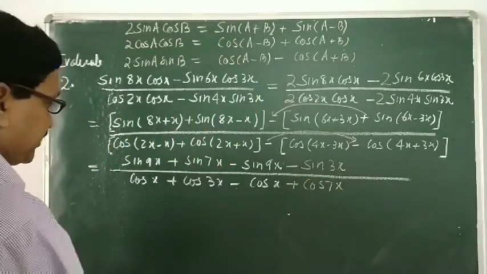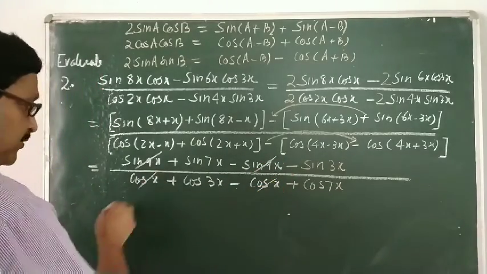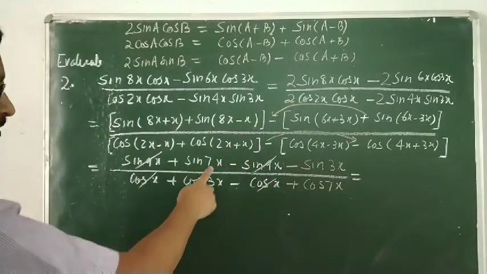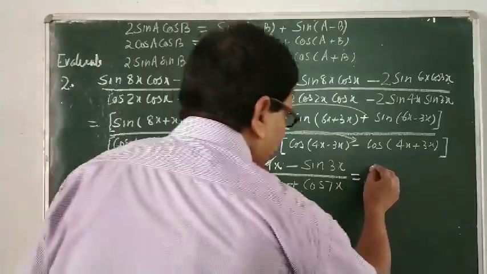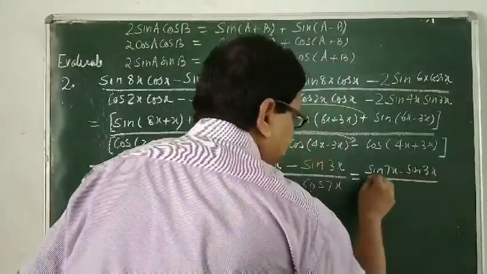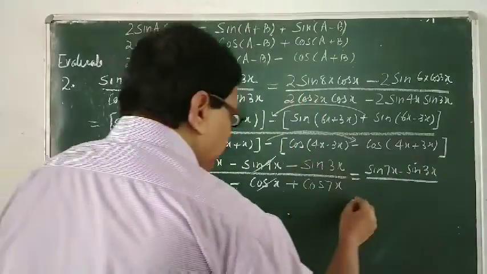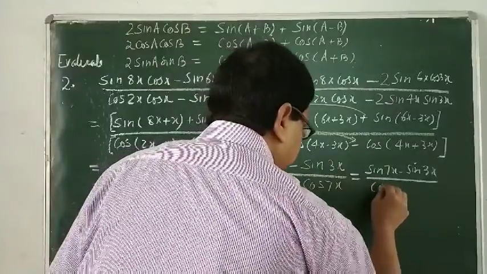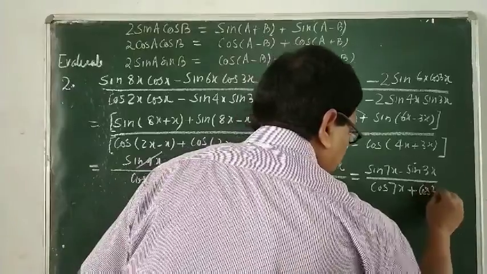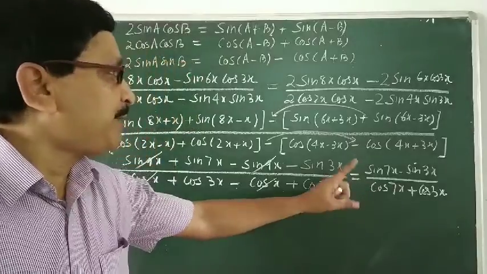Now you are close to your answer. Sin 9x cancels and cos x cancels. So we are left with sin 7x minus sin 3x divided by cos 3x plus cos 7x. You can write cos 7x plus cos 3x. For the students, writing big first will be helpful to you to apply the problem.